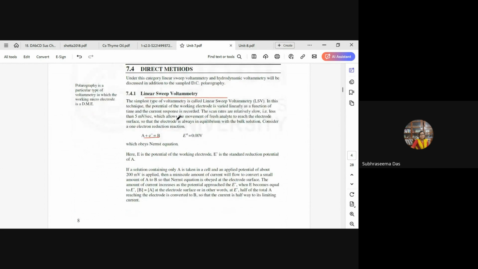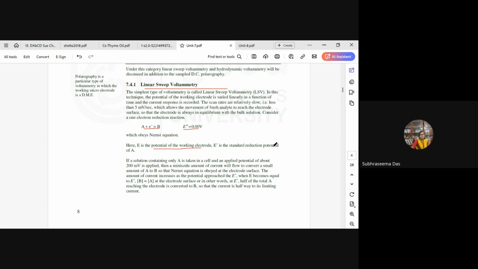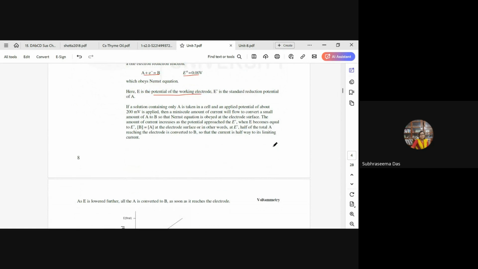Nernst equation. Here E is the potential of the working electrode and E0 is the standard reduction potential of A. If we take a solution that contains A and we apply a certain potential, then a very minute amount of current will flow into the cell and convert A to B, so that the Nernst equation is followed here. The amount of current increases as the potential reaches E0, that is, when E becomes equal to E0.